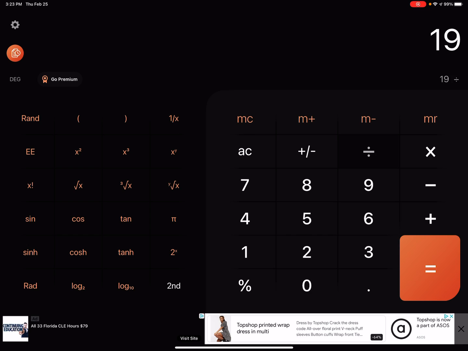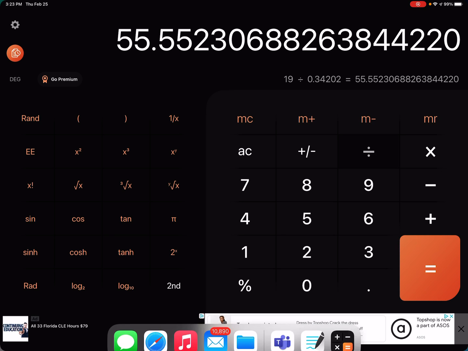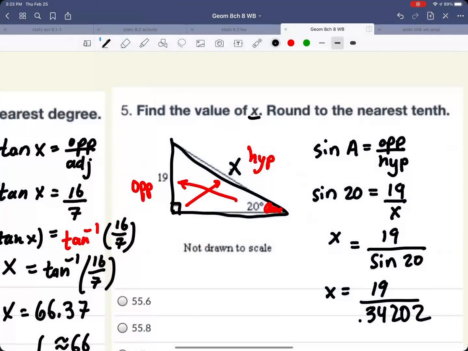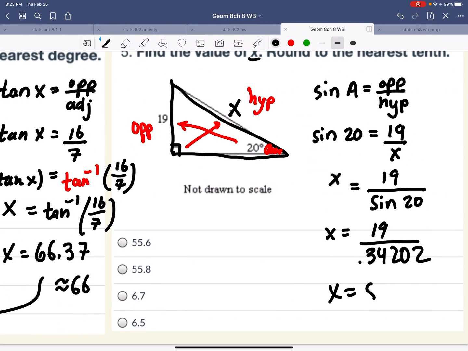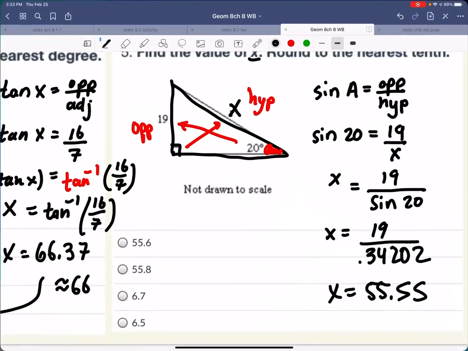19 divided by 0.34202. Okay, that looks better. Enter. 55.55. Let's take a look. I get 55.55. That would round up to 55.6.